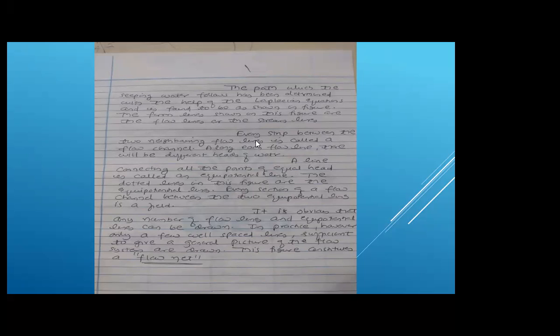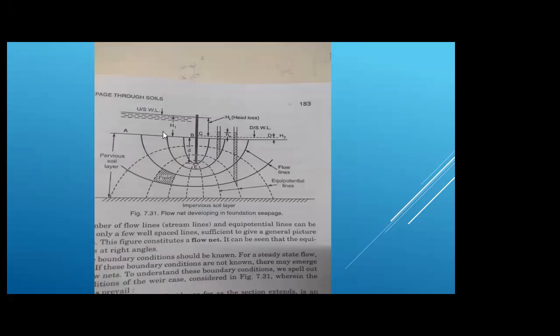Again, I will explain once again. Every strip between the two neighboring flow lines is called a flow channel. Along each flow line, there will be different heads of water. See, these lines are there, no? So this line is there, then again this line is there, thick line. All these are called flow lines. And between two flow lines, whatever the portion is, these are called flow channels.